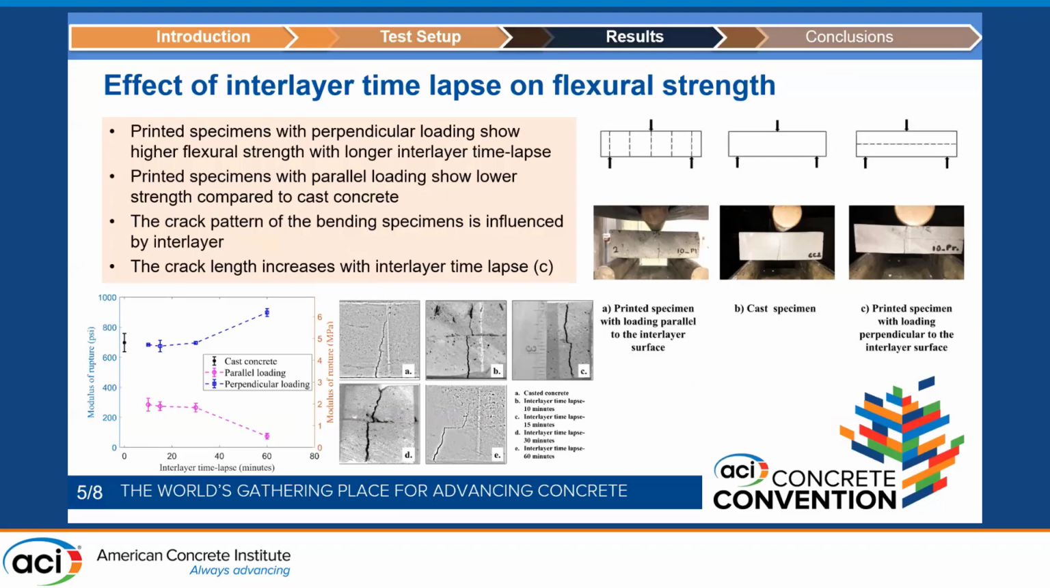We also saw that the crack pattern in the perpendicularly loaded specimen has a very distinct trend. This is cast concrete. So if the interlayer time-lapse increases, we saw that the crack goes up through the bottom layer, goes through the interlayer, and then again goes up. And this part increases with the interlayer time-lapse. Actually, in the literature, I saw that other anisotropic concrete, like ASR-affected concrete, also shows this kind of tensile crack propagation influenced by the pre-existing horizontal cracks.